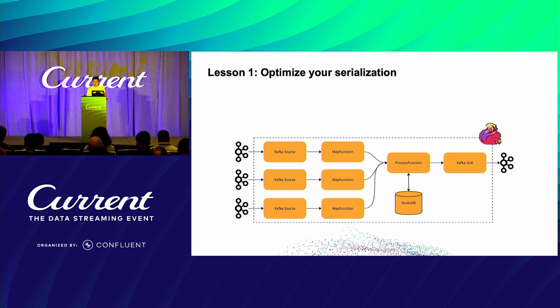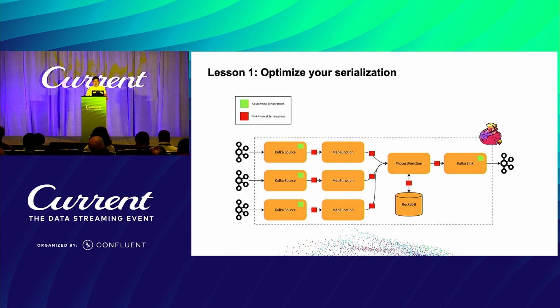However, what we did not realize initially when we first built this pipeline was how much serialization is involved in this application. Generally, there are 2 types of serialization happening inside this application. There is the serialization involved when the application is interacting with external sources and external sinks. These are marked as green dots on the diagram, and as we can see, they mainly happen inside our Kafka sources and Kafka sinks.